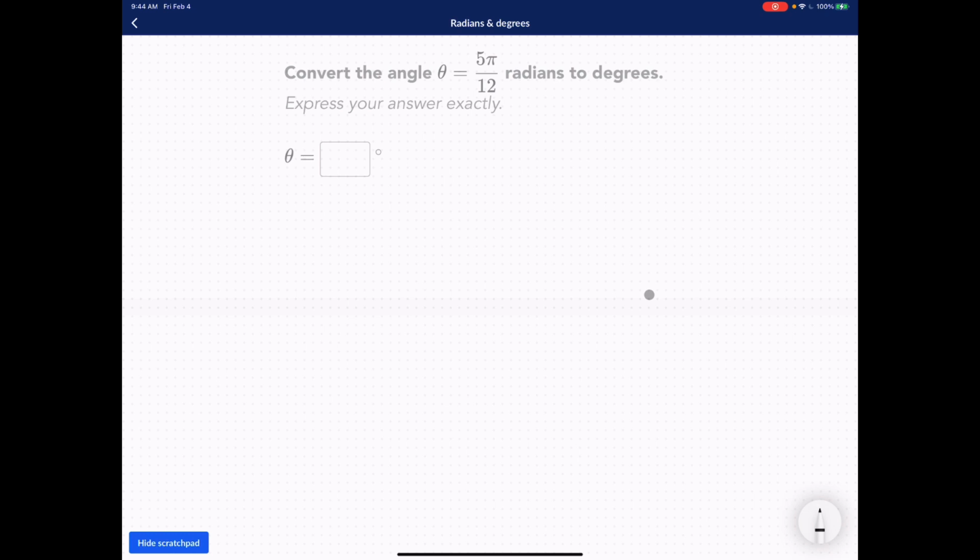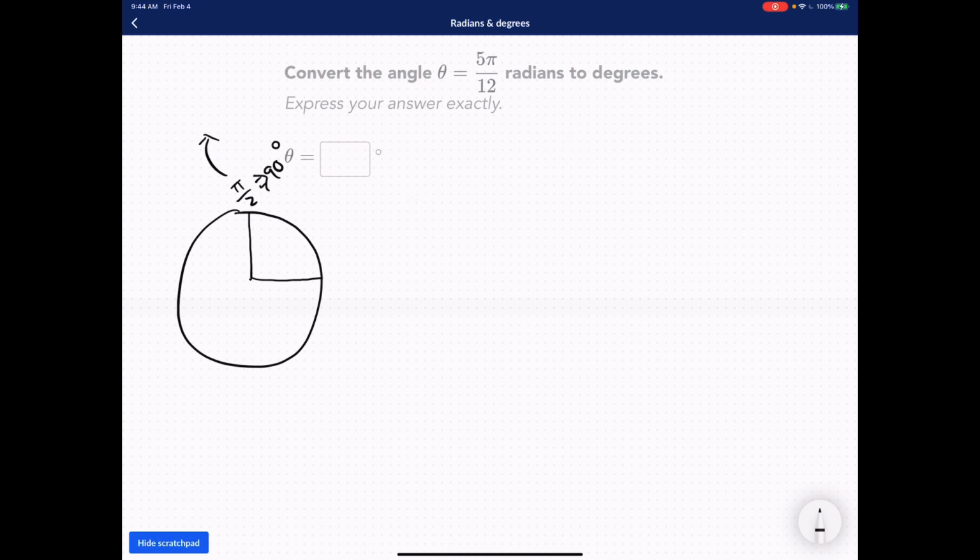So now I'm going to solve this one right here. We got theta is equal to 5 pi over 12. Turn that into degrees. I'm going to just draw the visual so that we know a little bit of what we're talking about here. So that's 0. We know that that's 90 degrees or pi over 2, which is equal to 90 degrees, right? And then pi over 2 is the same thing.